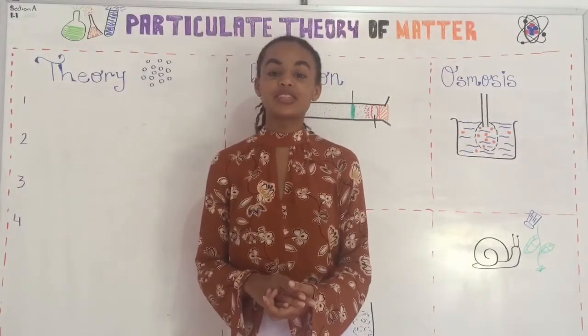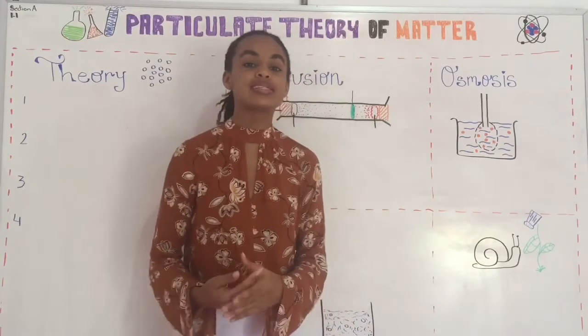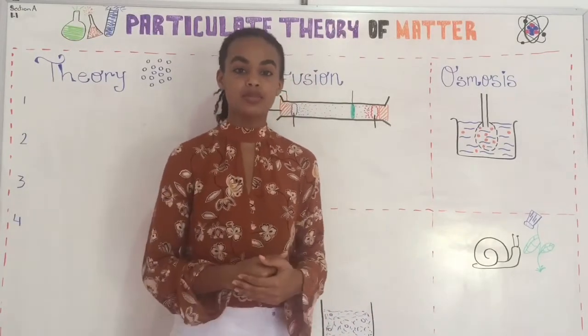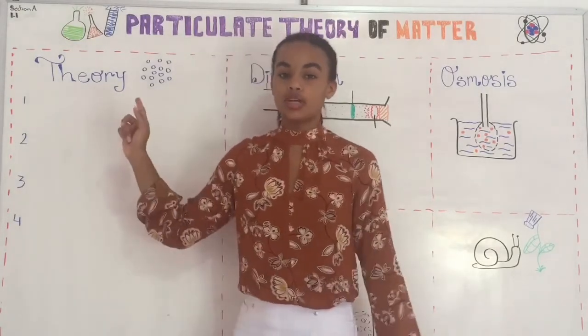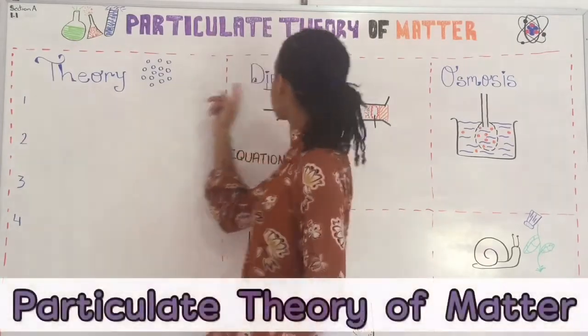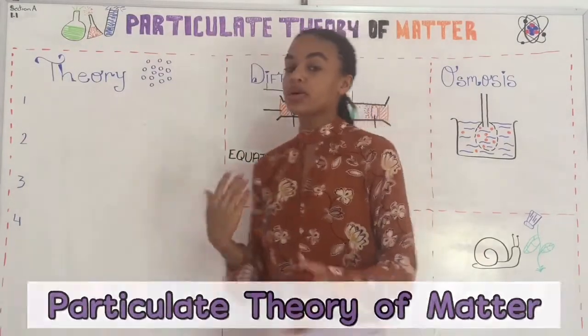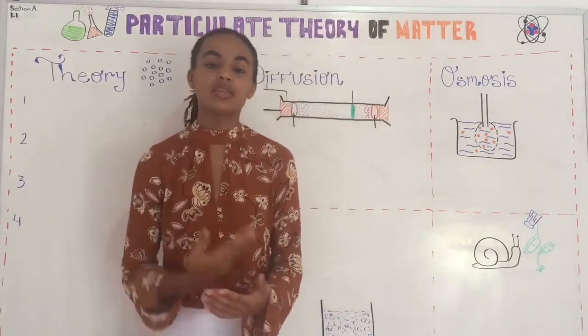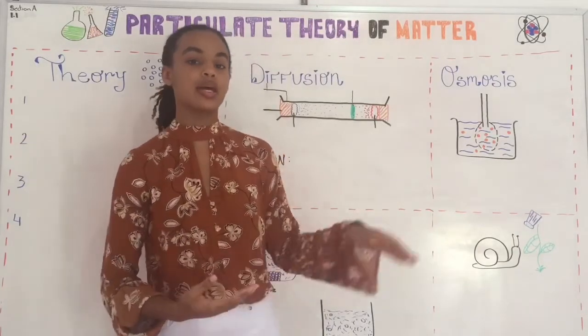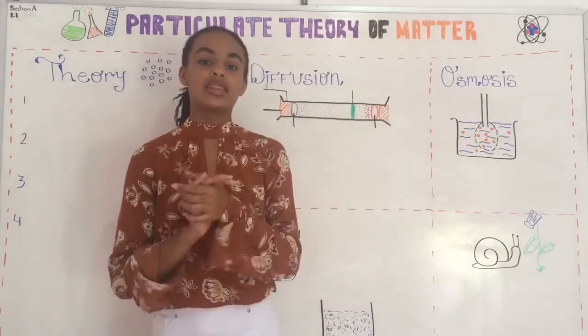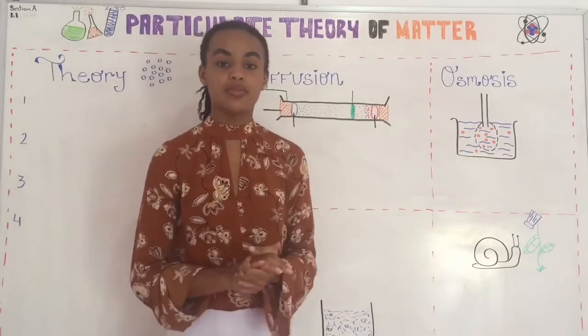In this series, we are looking at the chemistry syllabus. This is the very first topic in the chemistry syllabus, 1.1 section A, and this is the particulate theory of matter. So what we're going to do, we're going to define matter, define the particulate theory of matter, and then look at some simple examples that prove the particulate theory of matter.